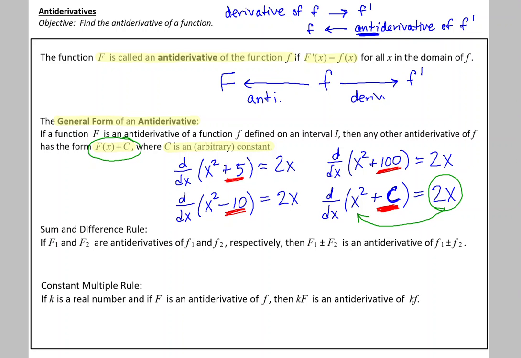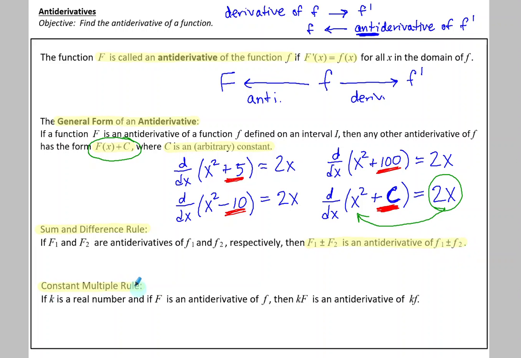Now let's talk about some rules that are commonly used, like when we take derivatives, such as the sum and difference rule and the constant multiple rule. Remember how in each of these I did the derivative of one term at a time. First the derivative of x squared, then the derivative of 5, and then added the results together. Similarly, when we take the antiderivative, we can also do it in pieces. So if capital F sub 1 and capital F sub 2 are antiderivatives of lowercase f sub 1 and f sub 2 respectively, then capital F sub 1 plus or minus capital F sub 2 is an antiderivative of the sum or difference of lowercase f sub 1 and f sub 2.